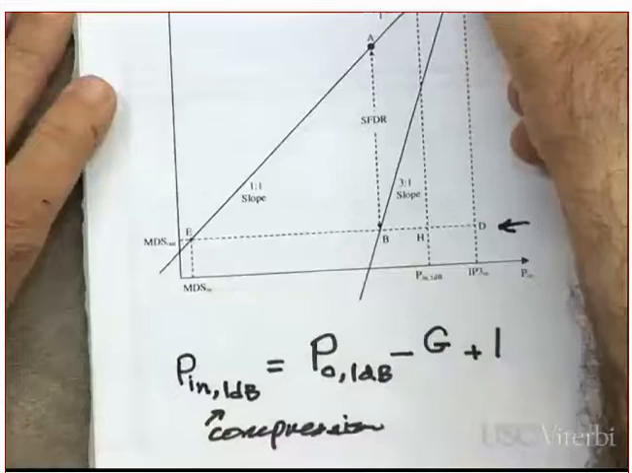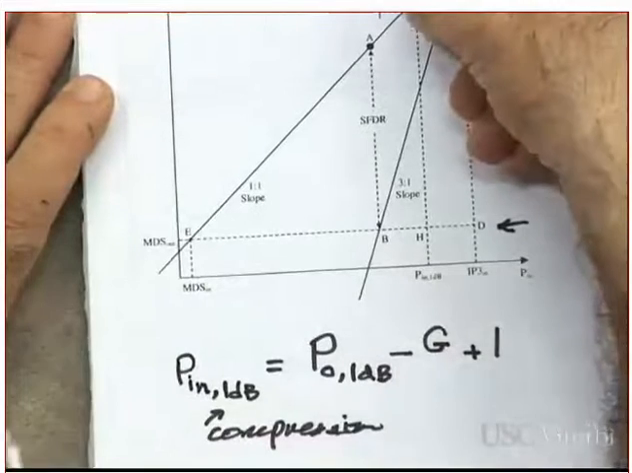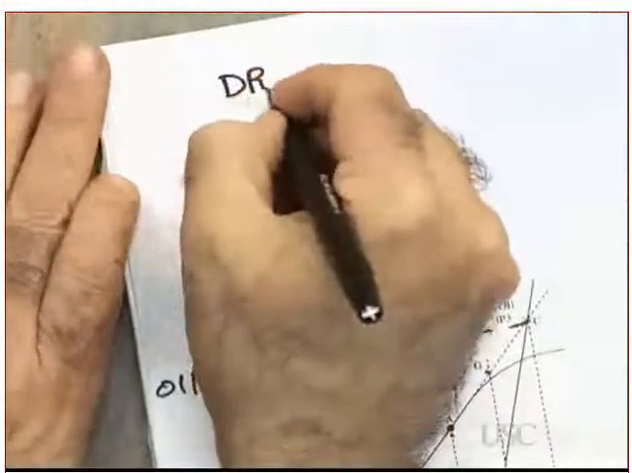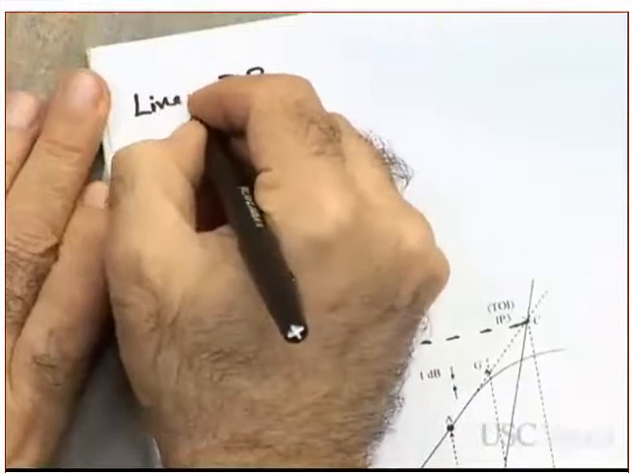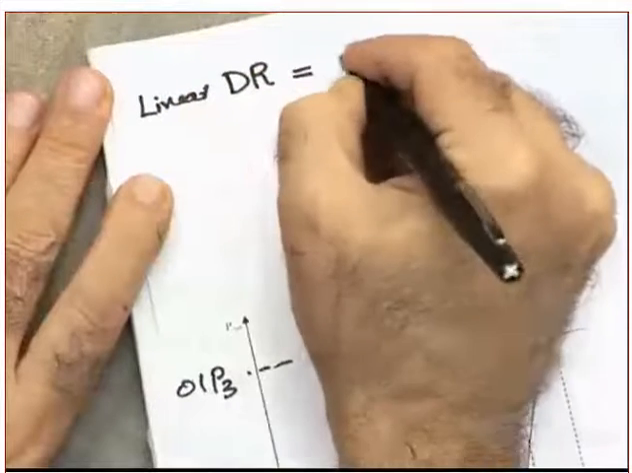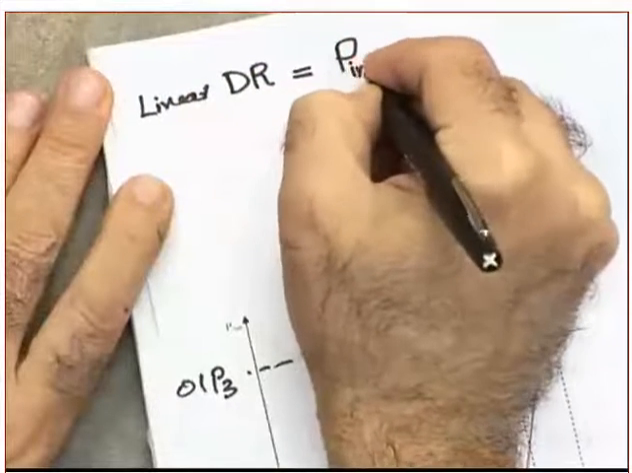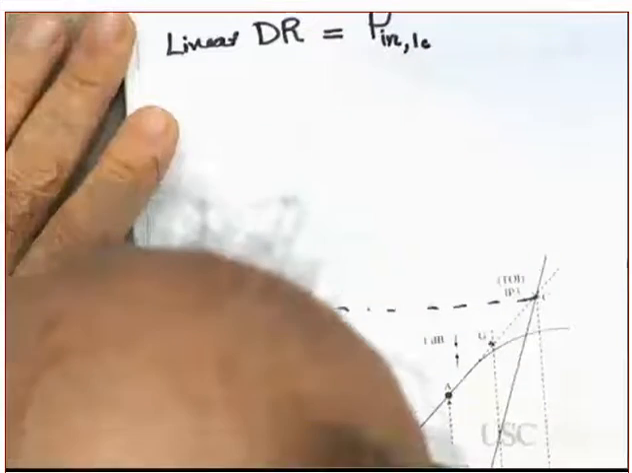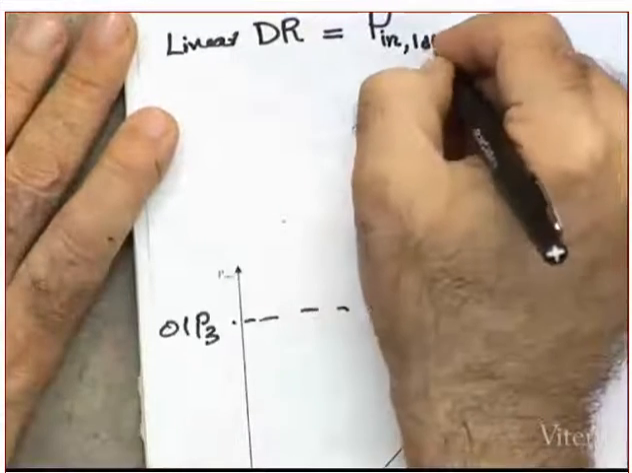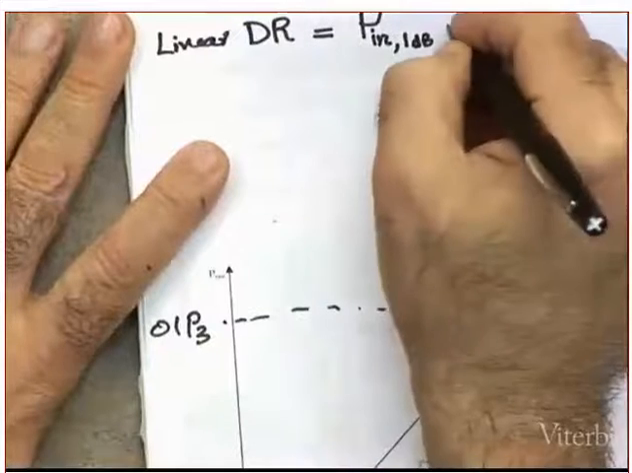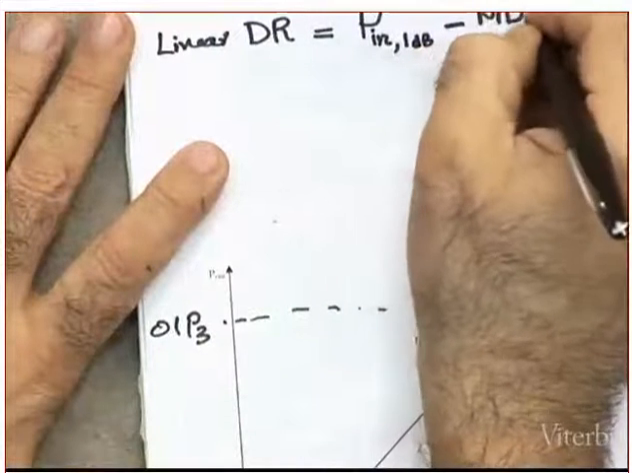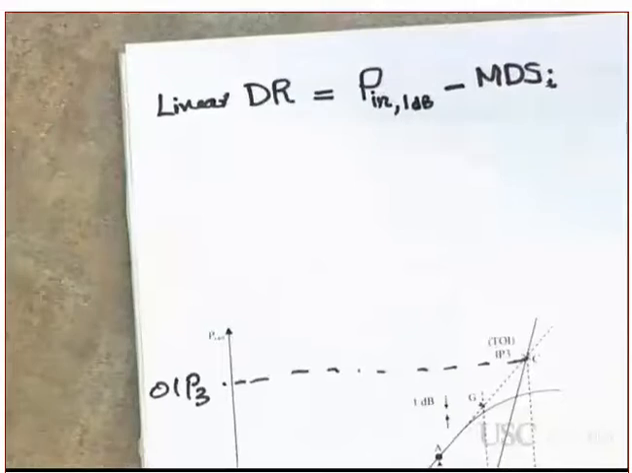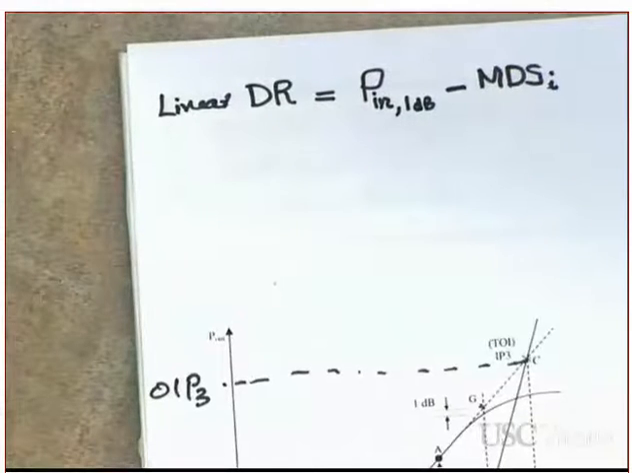The dynamic range is the difference between the P1dB minus the MDS on the input side. Which is this one?